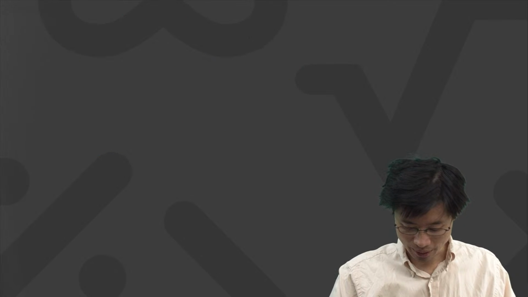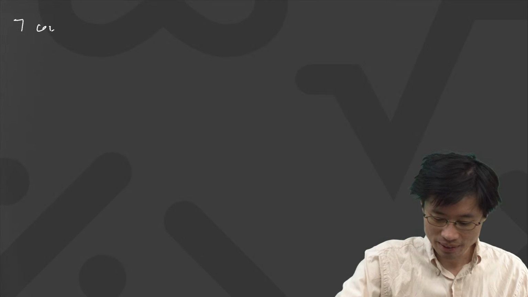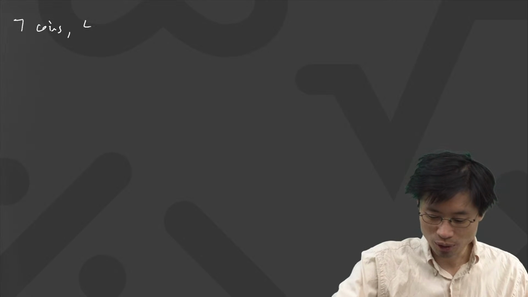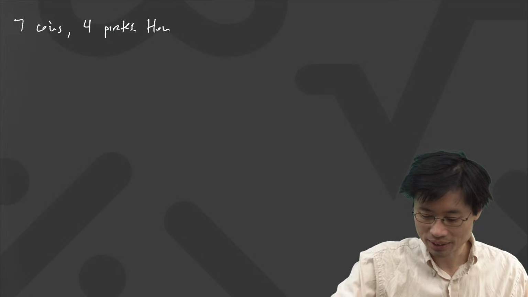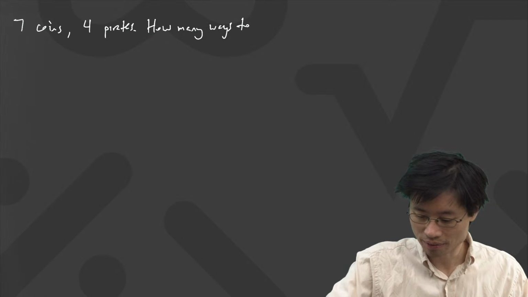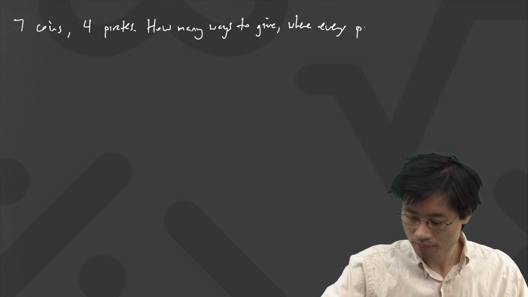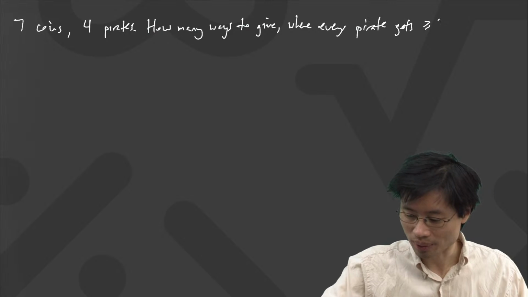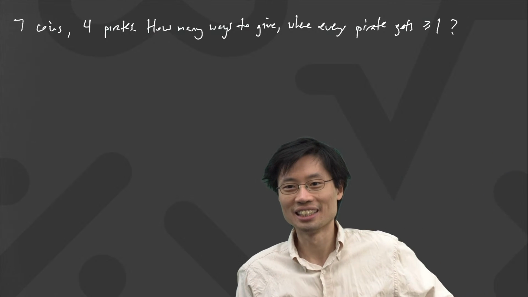Let's just throw some actual numbers so that I can do it easier. Suppose I have 7 coins and I have 4 pirates. How many ways to distribute, to give, where every pirate gets at least 1? Oh no, everything broke. We need to go back to the drawing board? Well, not really. Sean.